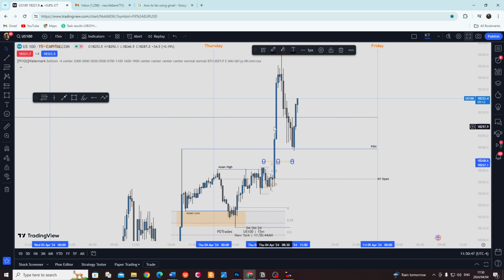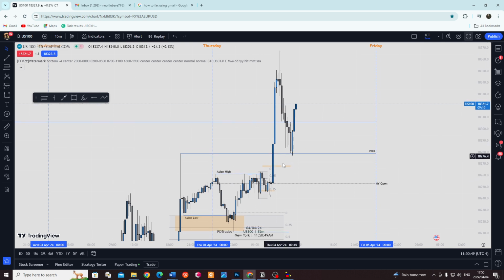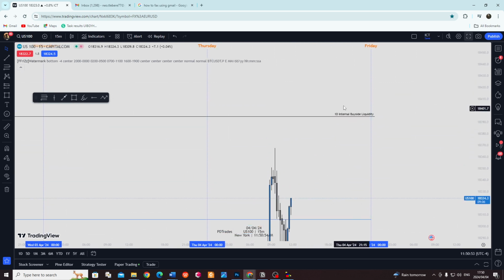But because I entered here, you can enter if you're like I'm late. You can enter even this trade here. Retracement. Where's my drawn liquidity? My drawn liquidity is this one. Internal buy side liquidity. That's my.